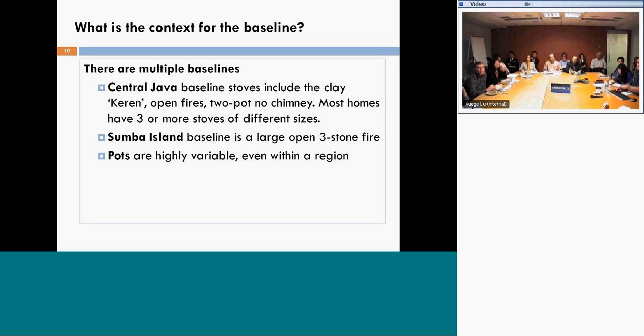In Central Java, people are using a clay stove, an open fire, or a 2-pot stove with no chimney. That would be the baseline. So there are 3 quite different baselines. Very little charcoal is used, mostly by vendors in the city. And homes have 3 or more different stoves. So the baseline is a large, open, 3-stone fire, and the pots are highly variable.